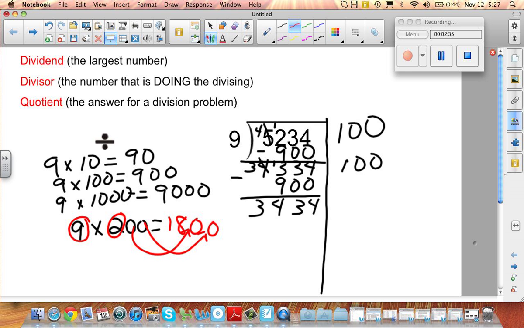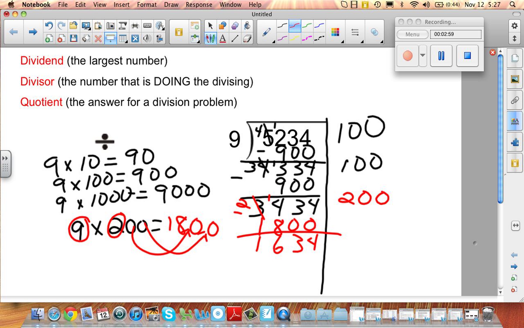I know what you're thinking. You're saying, no, go 300. Well, I could do that, but I'm going to try 200 for right now. 9 times 200 is 1,800. Another bit of subtraction. 4 minus 0, 3 minus 0, 4 minus 8, 14 minus 8, 2 minus 1.